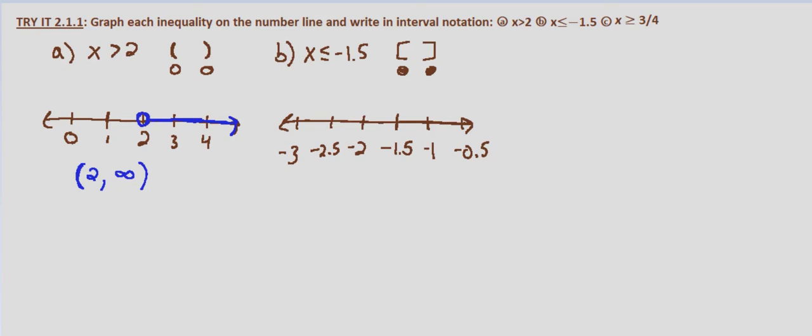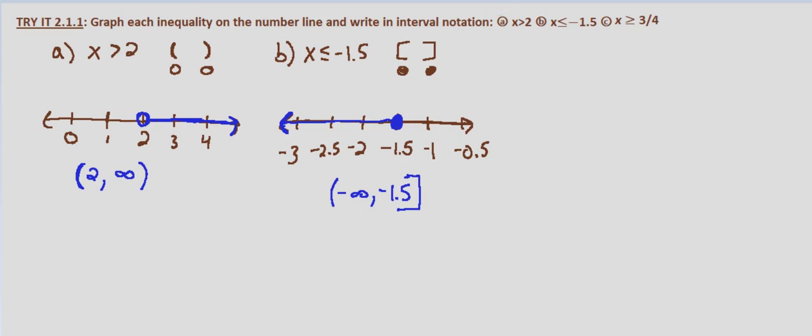Now, since this is inclusive, again, we can use either a square bracket or a closed circle. I'm going to use a closed circle. That mark will go at negative 1.5, and it's less than or equal to, so we're going to the left this time. And that would be the graph on the number line. Since we're starting on the right and going to the left, we're coming from negative infinity, going to negative 1.5, and in this case it would be a square bracket because it is inclusive. It includes the negative 1.5.